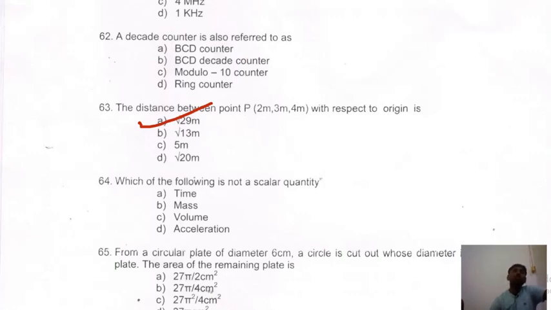Which of the following is not a scalar quantity? A scalar quantity means it doesn't have direction, only magnitude. So time has no direction, mass has no direction, volume has no direction. Acceleration has direction as well as magnitude, so this is the vector quantity. So this is not a scalar quantity. 64, D is the answer.